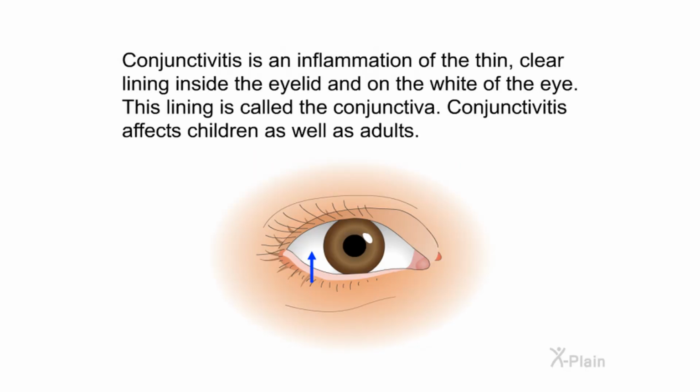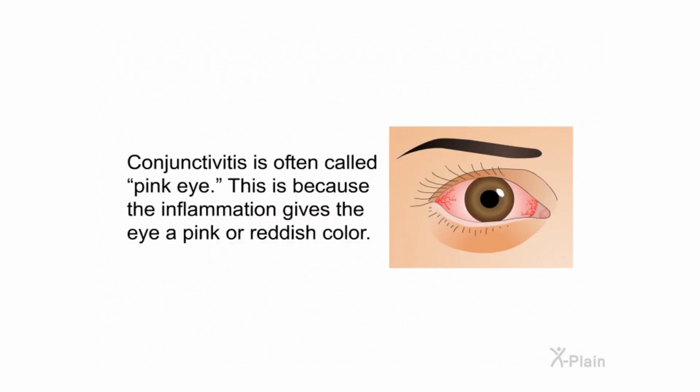Conjunctivitis. Conjunctivitis is an inflammation of the thin, clear lining inside the eyelid and on the white of the eye. This lining is called the conjunctiva. Conjunctivitis affects children as well as adults. Conjunctivitis is often called pink eye. This is because the inflammation gives the eye a pink or reddish color.